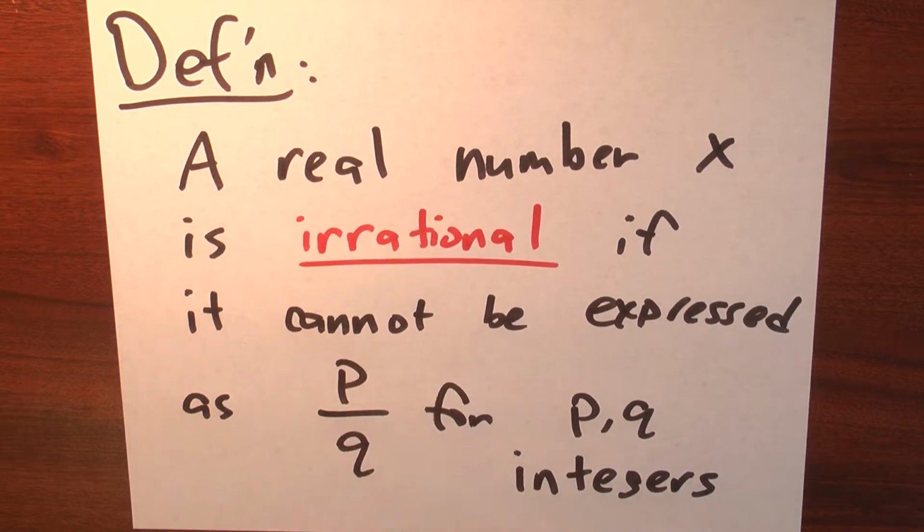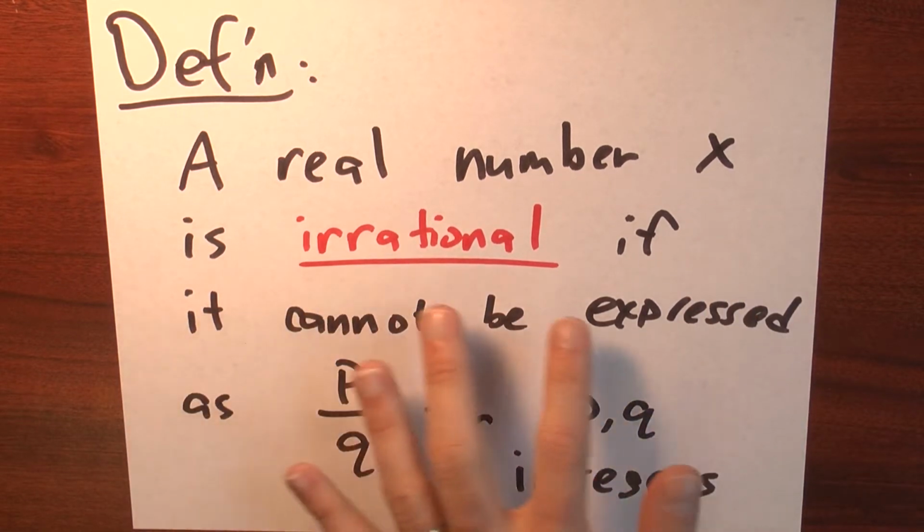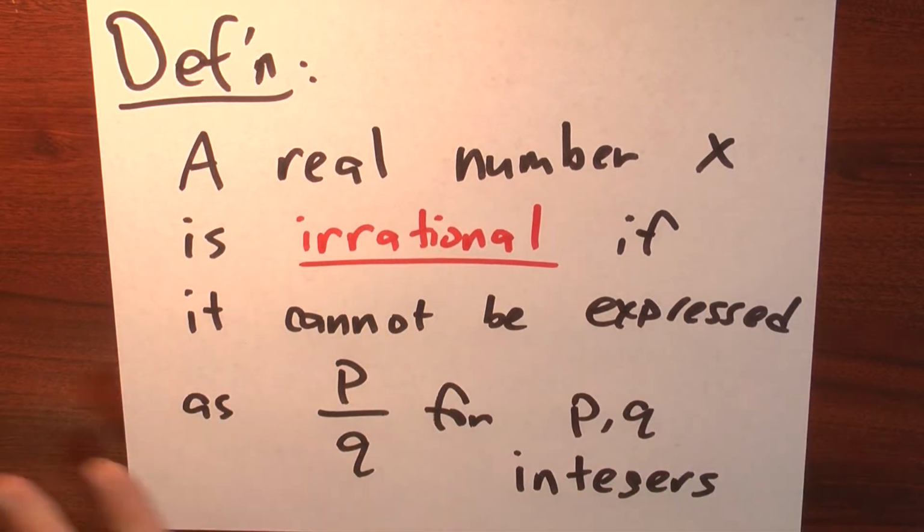What is an irrational number? Well, here's a definition. A real number x is irrational if it can't be expressed as a rational number, if it can't be written as p over q for p and q integers. You might have already met some irrational numbers.